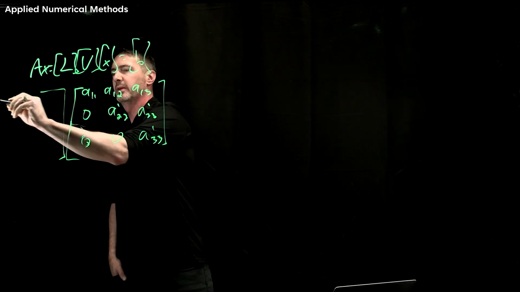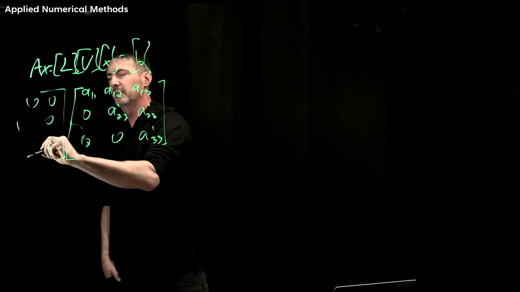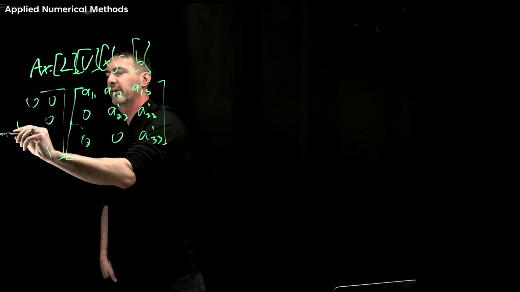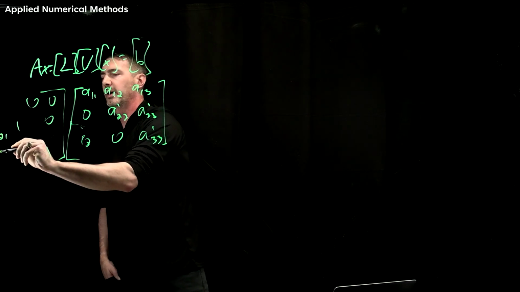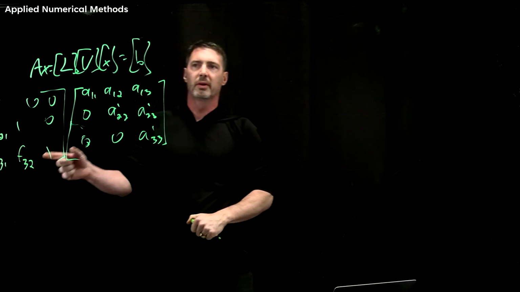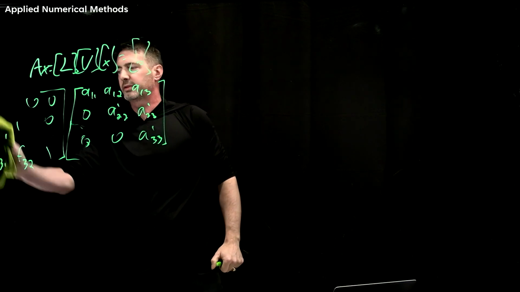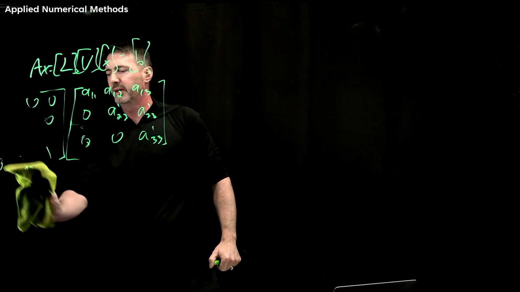and this left one is actually ones on the diagonal, and then zeros in the off diagonal, and then this, we'll say F21, F31, F32. So, these factors, that's off the screen. Okay, moving to the right a little bit.